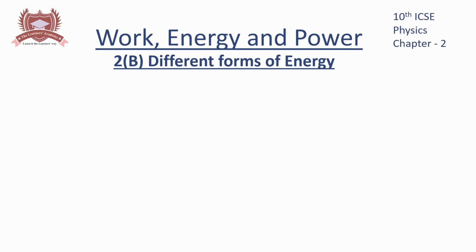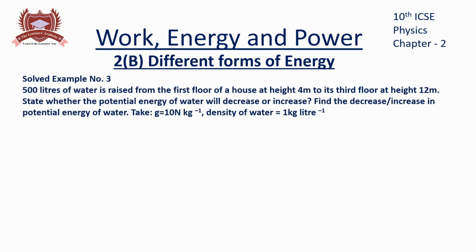So let us go ahead with the first example. This is solved example number 3. We have 500 liters of water raised from the first floor of a house at a height of 4 meters to its third floor at a height of 12 meters. State whether the potential energy of the water would decrease or increase. Find the increase in the potential energy of the water.